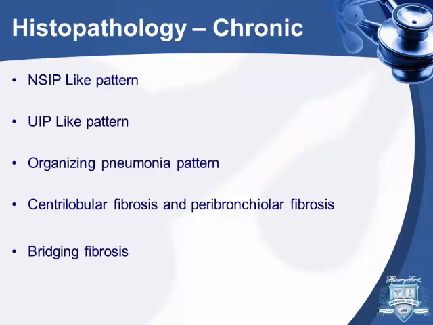Okay, so now chronic. That's where I think problems arise, because chronic HP can have different patterns. You have an NSIP-like pattern, UIP, organized pneumonia pattern, and you've got centrilobular fibrosis, peribronchial fibrosis, and bridging fibrosis. From my reading, the most pathognomonic for HP are the centrilobular fibrosis, peribronchial fibrosis, and the bridging fibrosis. If they bring them up in the boards, I think that's the wording they're going to use.